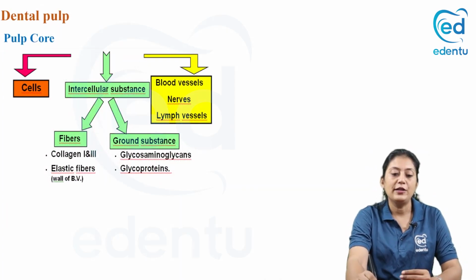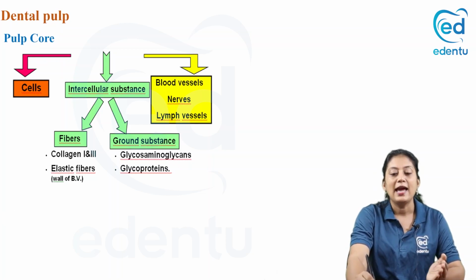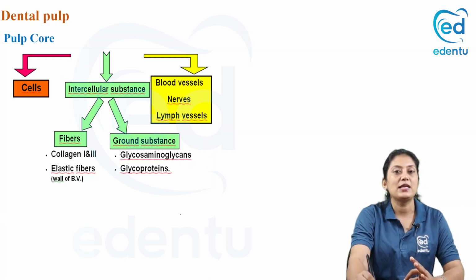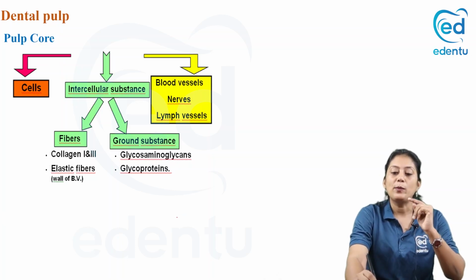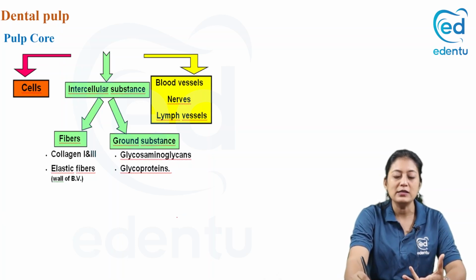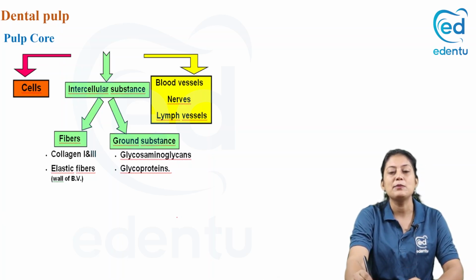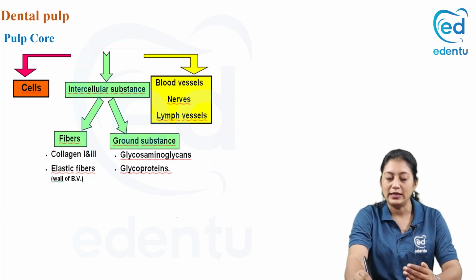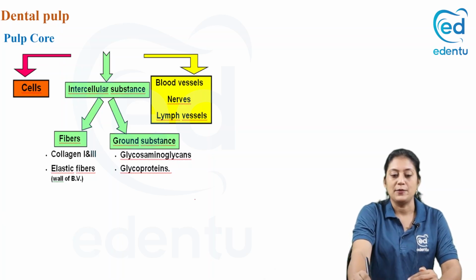Pulp core can be divided into three categories: cells that are seen there, intercellular substance, and the connective tissue elements. The cells, I have already mentioned three types: fibroblasts, undifferentiated mesenchymal cells, and defense cells. Fibroblast helps in formation of fibers. Undifferentiated mesenchymal cells may differentiate into either odontoblast or fibroblast according to the need when it arises, and defense cells are immune or protective cells.